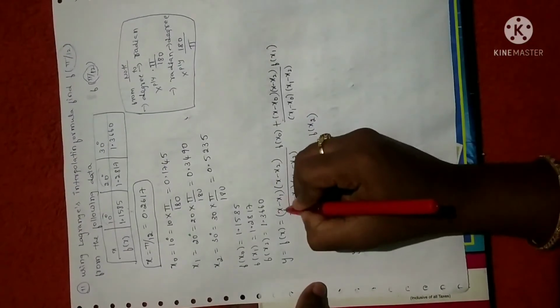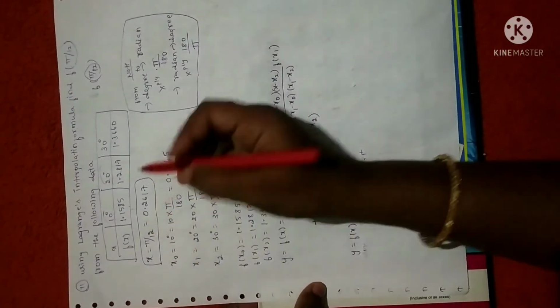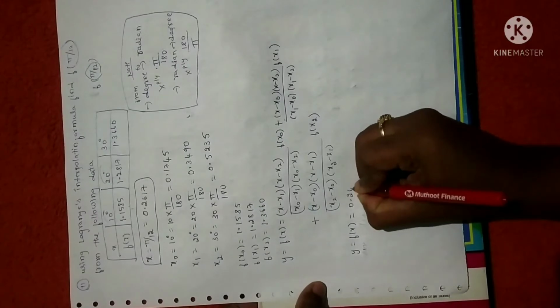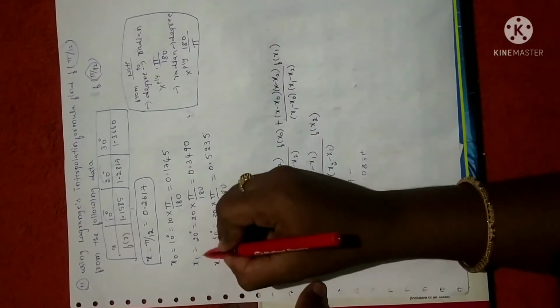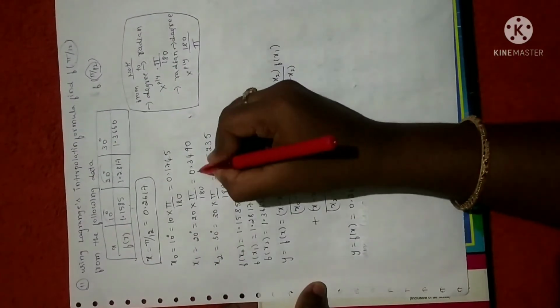Now let me substitute the values. f of x is equal to, so the x value here is 0.2617 minus x1 value. What is the value of x1? 0.3490. Remember, you have to write the converted value.